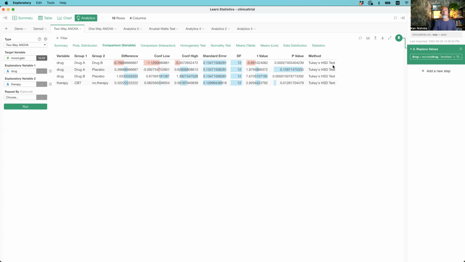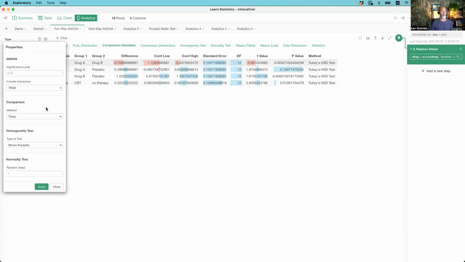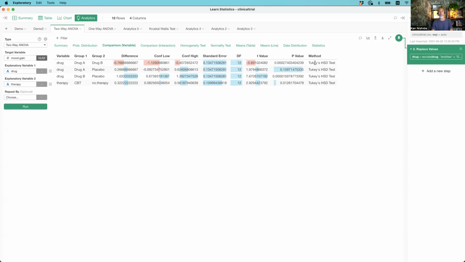Okay, so that's the Tukey HSD test, which is the default. If you prefer, there are other types of tests with adjustments for the p-value as well, but we can go with the default. And here we can see that, except for drug A and the placebo, all of them are significant.